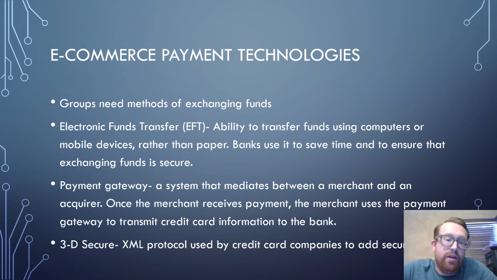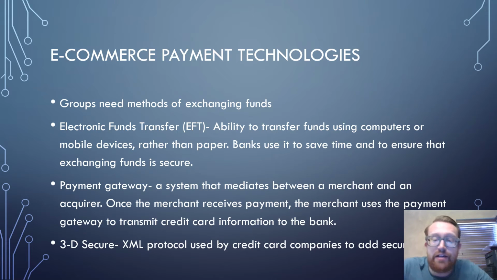The next is called a payment gateway. This is a system that works between the merchant, the person who's selling, and the acquirer. Once the merchant receives the payment, the merchant uses the payment gateway to transmit the credit card information to the bank. So EFT is from bank to bank. Payment gateway is once the merchant receives the payment, they're going to transmit that credit card information to the bank.